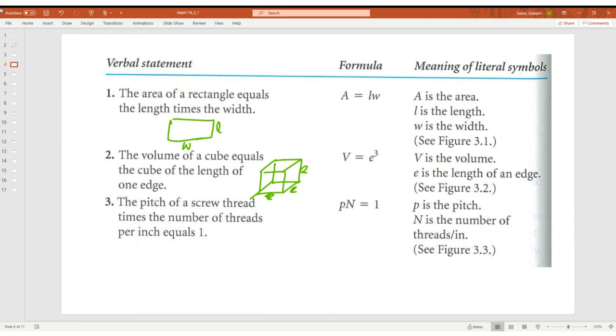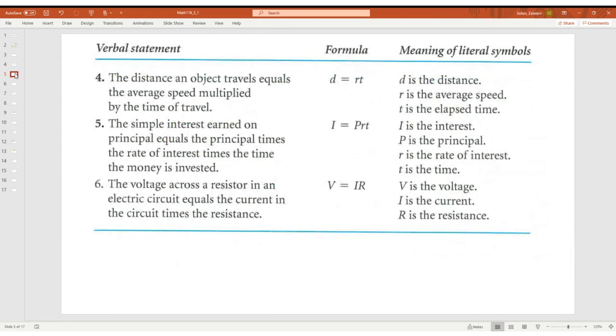Next one is that distance is the average speed times time. The formula says the distance an object travels equals the average speed r times the time traveled t. When you multiply the two, you know the distance. For a real world application, for example, if you know the time it took you to drive from LA to Las Vegas, and if you know your speed, let's say you're driving 65 miles per hour, and it took you 4 hours, you can easily calculate the distance. You use the average speed multiplied by the time it took you to get there. That gives you the distance between Las Vegas and LA.